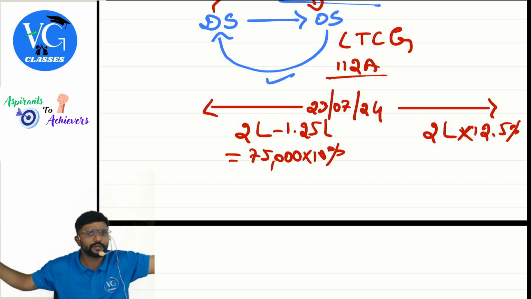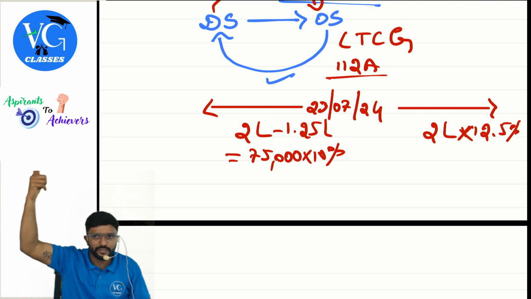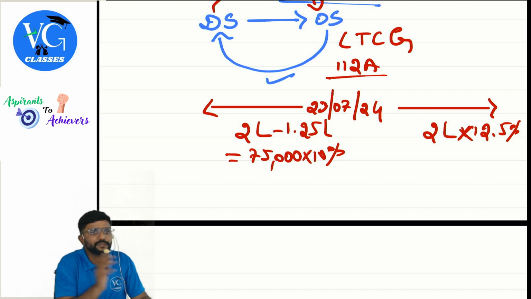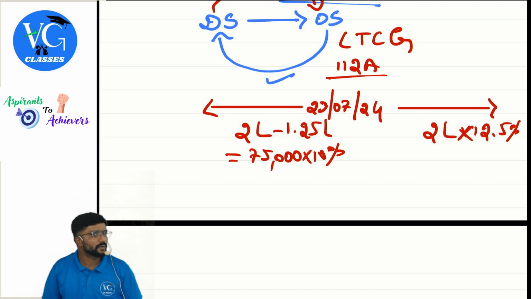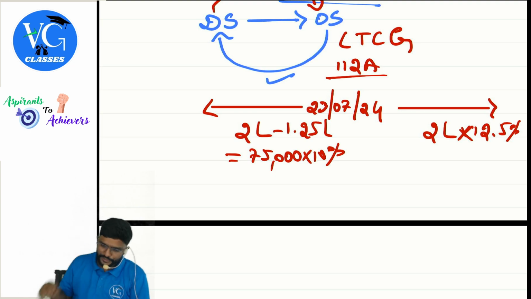Even in my previous example, I told 1 lakh, 1 lakh. What's my long-term capital gain? 2 lakh. Include it in the income calculation. Only while calculating tax, you reduce 1.25 lakh. Okay, sir. Fine.